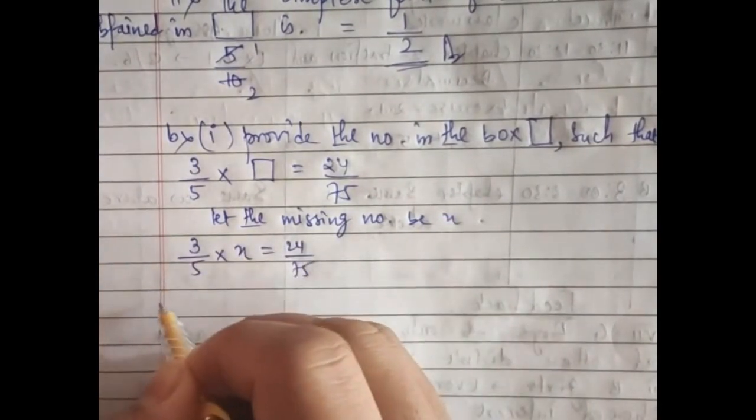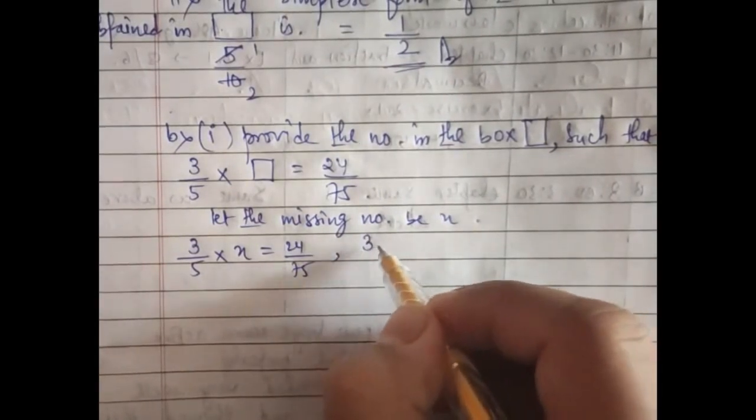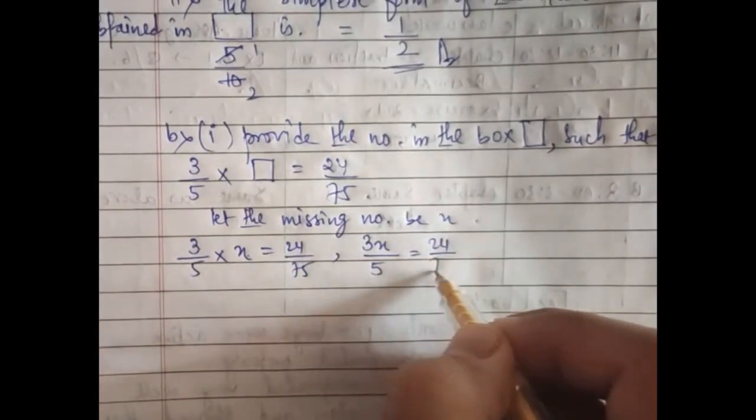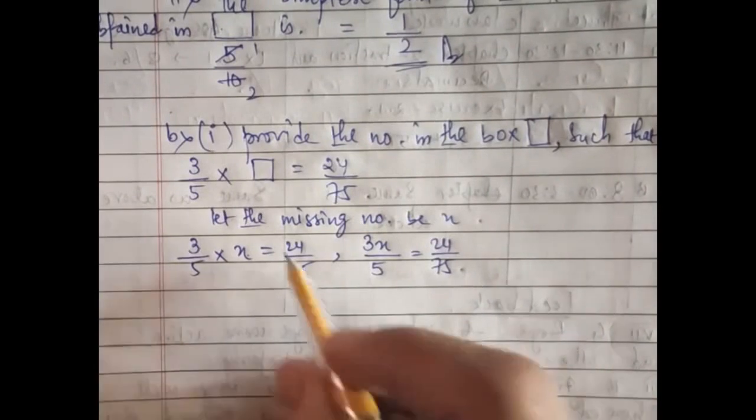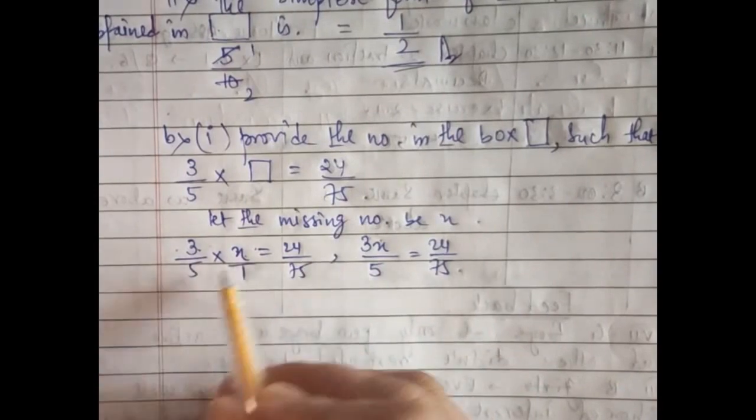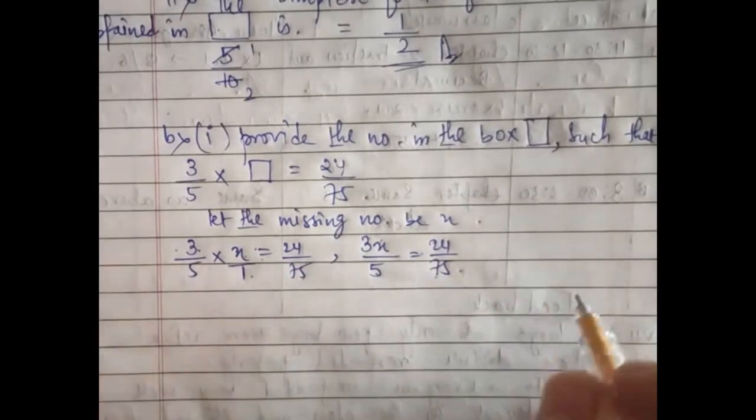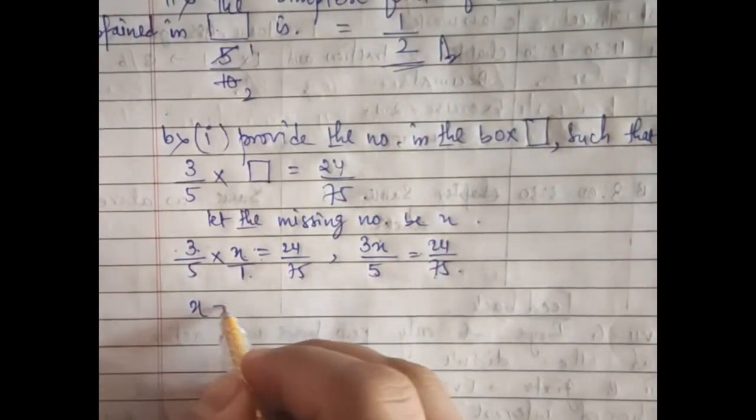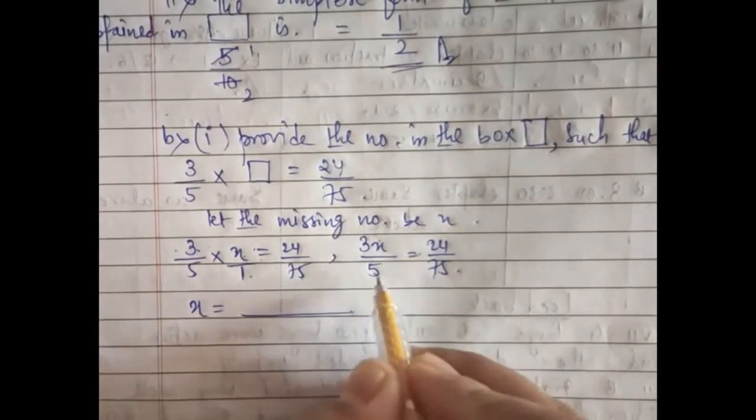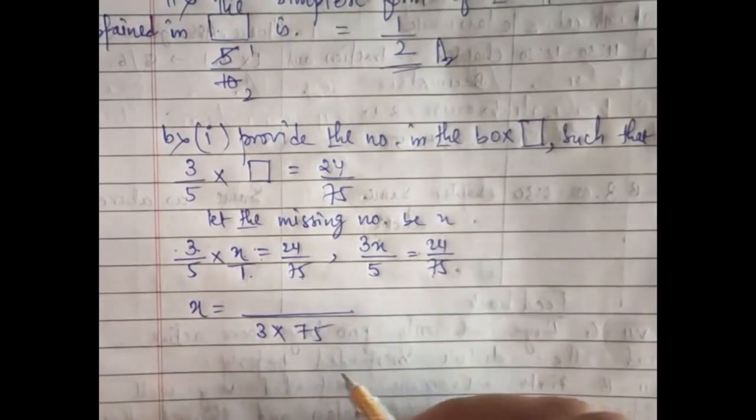In a similar way we will try to solve this one also, in the manner in which we solved the previous one. Okay, so 3 into x is 3x by 5 is equal to 24 by 75, isn't it? 3 into x is 3x, and over here it is 1, x by 1, so 5 1s is 5 is equal to 24 by 75. Now we have to do the cross multiplication method to find the x value. So x we can write 3 into 75.